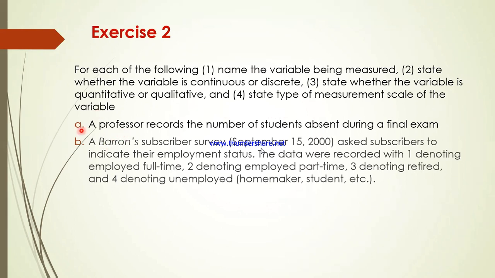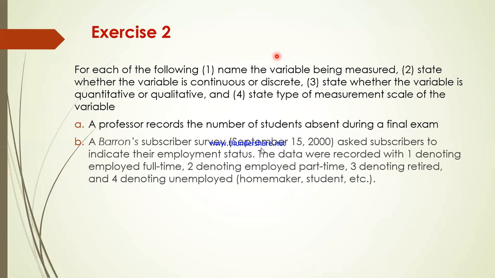So according to this statement, what is the variable? Yes, number of absent students in the final exam, or number of students absent, right? This is the correct answer for the first part: number of absent students in the final exam. It is a variable, right? Now, based on the variable, whether it is quantitative or what is the first part?